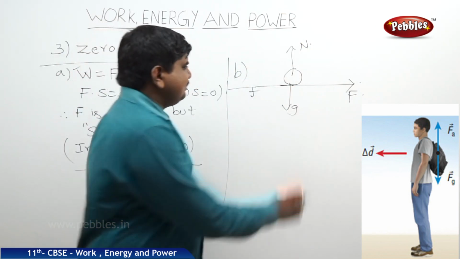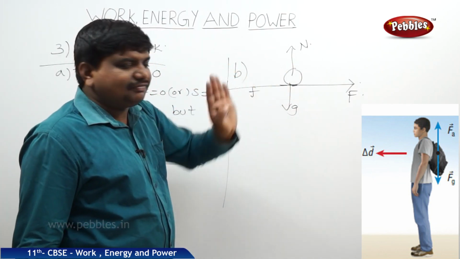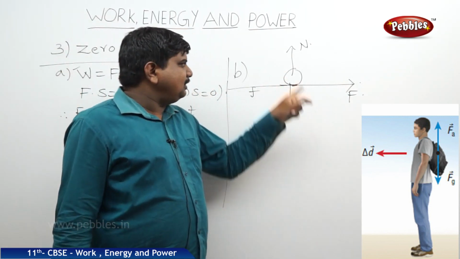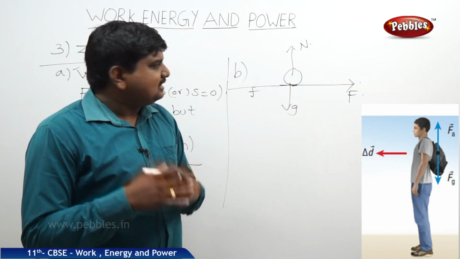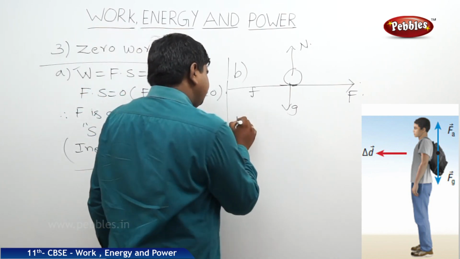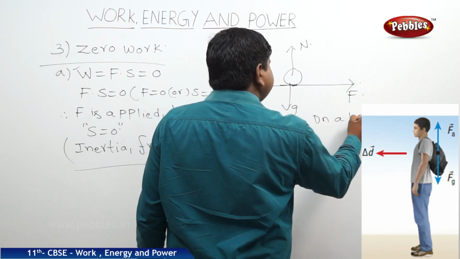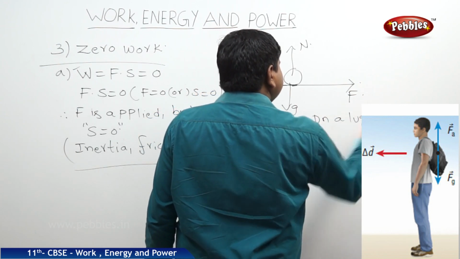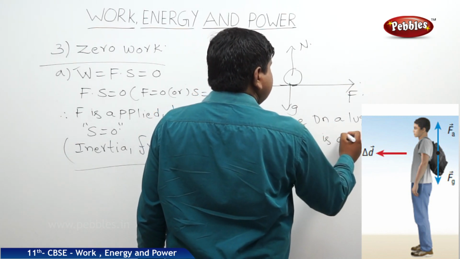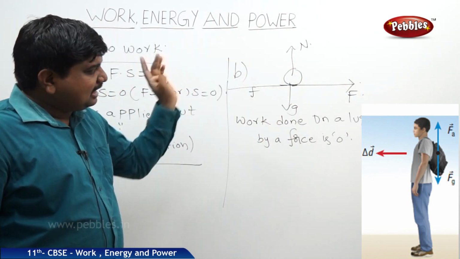Frictional force is acting between the bottom of the luggage and the surface of the bus. In this case, because of the tightly fixed rope, the luggage won't move. It means if the luggage is not moving, work done on the luggage by a force is 0. Because all these forces cancel each other, the net force is 0.